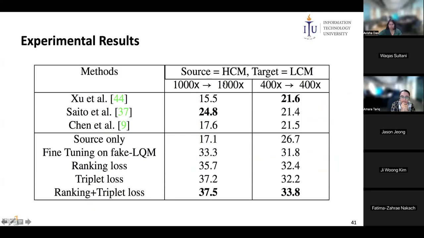So we train the model on the high quality microscope and test on the low quality microscope. We get just 17% accuracy. Then when we use this cycle GAN, we get improvement, and then we use these losses to get much better results.